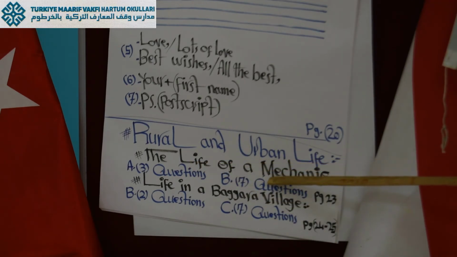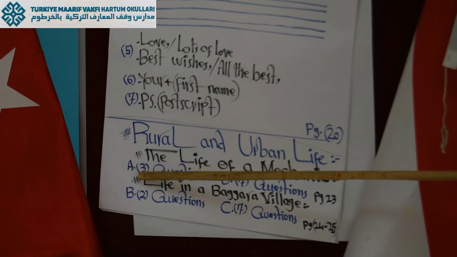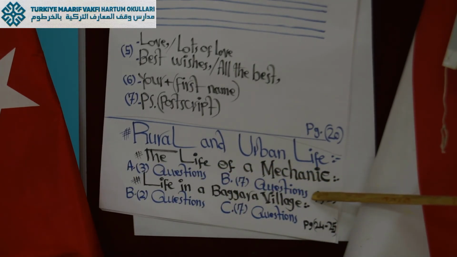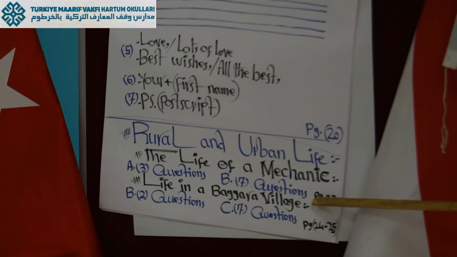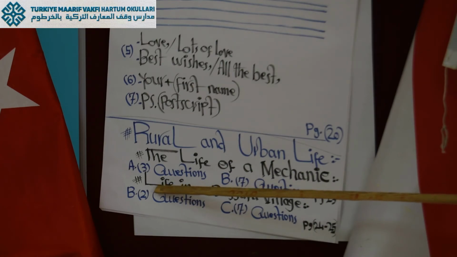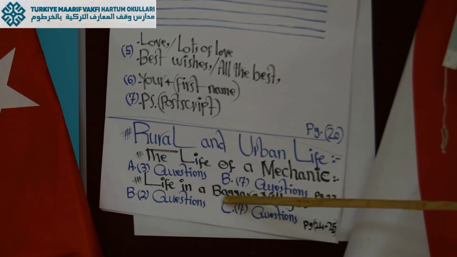Try to answer them all in your exercise book. So, the life of a mechanic, we have exercise A, 3 questions, and exercise B, 7 questions. Answer them in your exercise book. That is a kind of homework. And those questions, we find them on page 23. That is all. Let us go to the other topic, which is life in the rural area, life in a Bagara village.